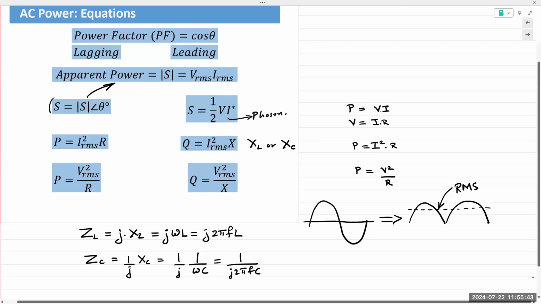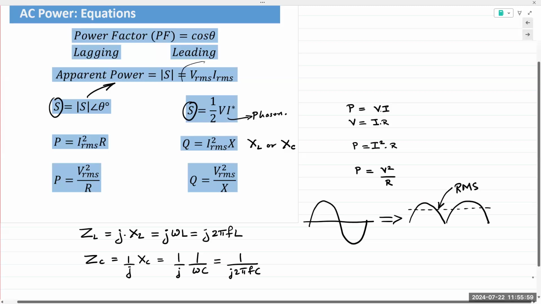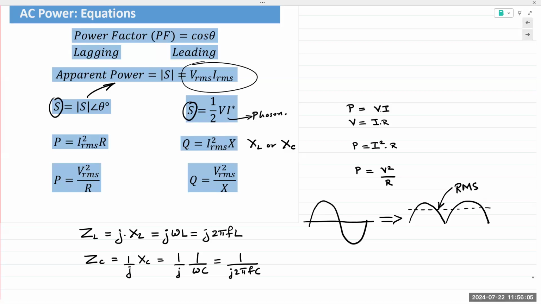Remember, S is a complex quantity. Anytime you see S, it has a real portion and an imaginary portion. The real portion is P, imaginary portion is Q. Those are the rectangular coordinates. If you convert it into polar coordinates, you have the magnitude of S, which is given by this equation, and you have the phase angle for S, which is given by theta V minus theta I.